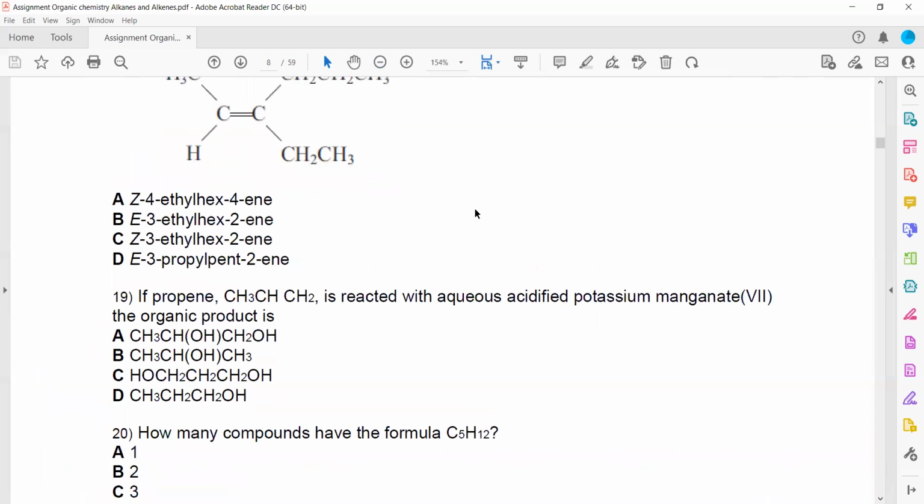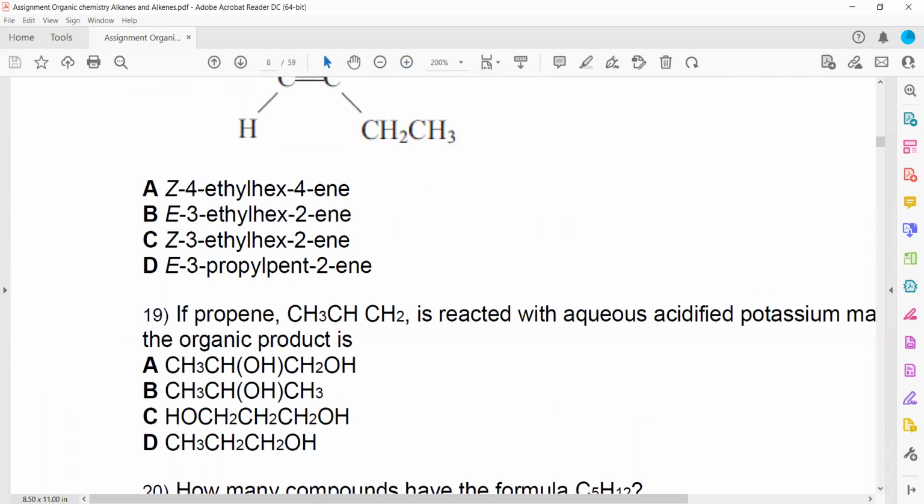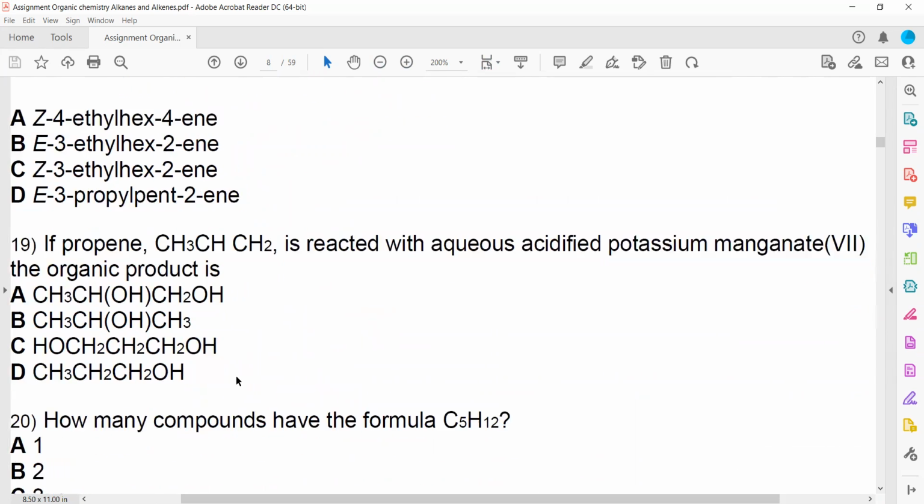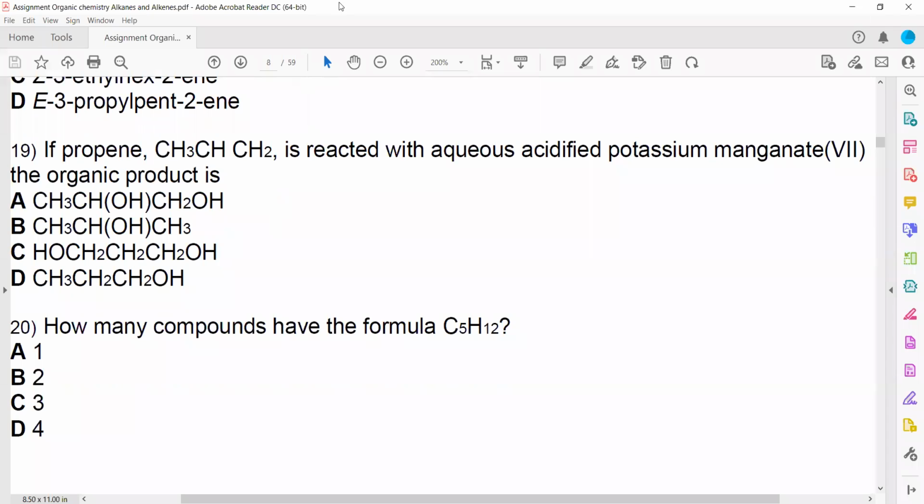If propene reacts with aqueous acidified potassium manganate, as a result, it will produce a diol. Diol means the double bond will break and both groups will be attached. So if propene is there, which is CH3, CH, double bond CH2. So when it turns into a diol, it will be CH3, CH, OH, and then CH2 and OH.